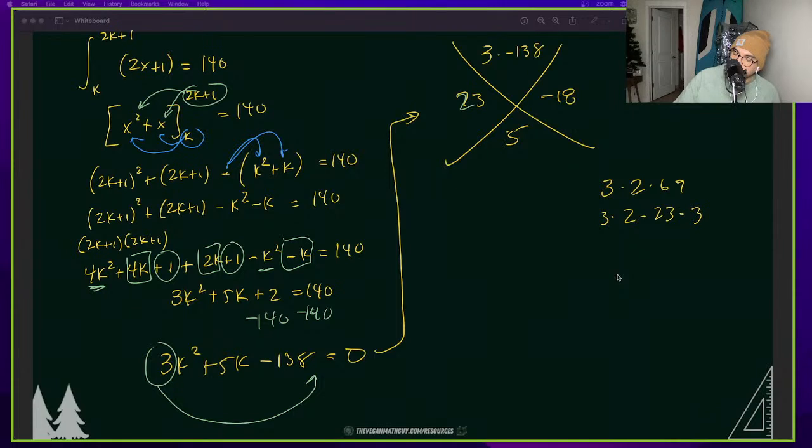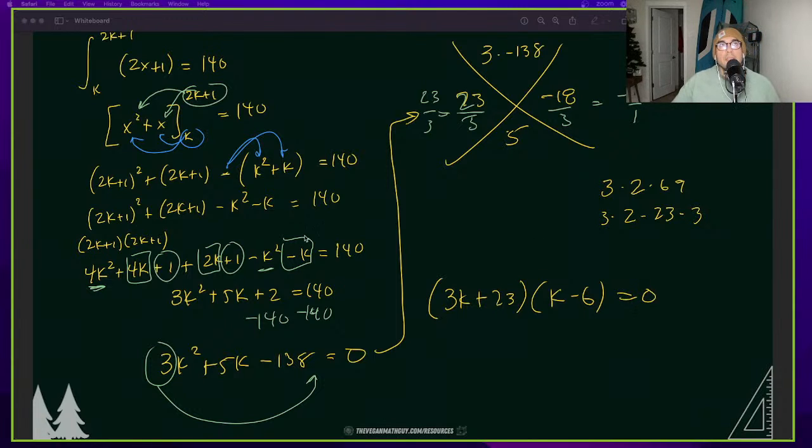And because I multiplied by 3 initially, I have to divide by 3, and then simplify those fractions. So this is negative 6 over 1. And then the other one is just 23 over 3. So then we get that this solution right now looks like this: 3k plus 23 times k minus 6 is equal to 0. And now we're going to get our two solutions. k is equal to 6 or negative 23 over 3.